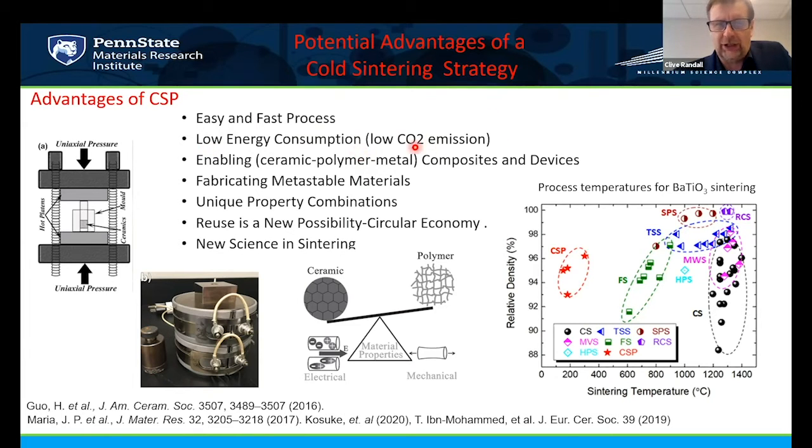The low energy consumption and the sustainability aspect with CO2 emission is important. You're now at temperatures where you can sinter ceramic, polymer, and metal together easily in the same formation to integrate new types of composites and devices. You can work with metastable materials, materials that previously, once you went to another temperature, would transform to a new polymorph, a new structure. And so now you can preserve low temperature phases. You can develop unique combinations of properties in these composites. With a polymer and the grain boundaries, you have a chance for re-envisaging what the circular economy would be for hard materials. And of course, without a doubt, there's a lot of new science that now has to be addressed in terms of the sintering process. You can see over here, what we'll talk about in a few minutes, the barium titanate is at a very low temperature compared to all these other fancy techniques like flash sintering, microwave sintering, hot pressing, etc.